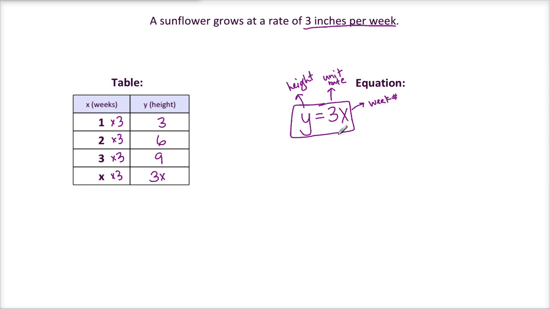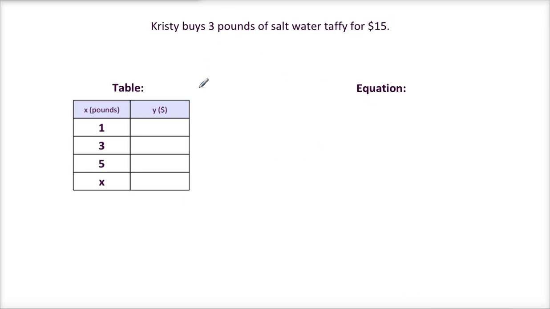Now all of the equations for proportional relationships are going to look kind of similar to this. So let's look at the next one and see if we can figure this out. Christy buys 3 pounds of saltwater taffy for $15. Now we don't have a unit rate yet, but we can figure out how to fill in the table. So this line right here, 3 pounds of taffy, I know, costs $15. So to fill in the rest of the lines, I need to figure out, what did I multiply 3 by to get to 15? 5, right? I multiply by 5. So 5 must be my unit rate.